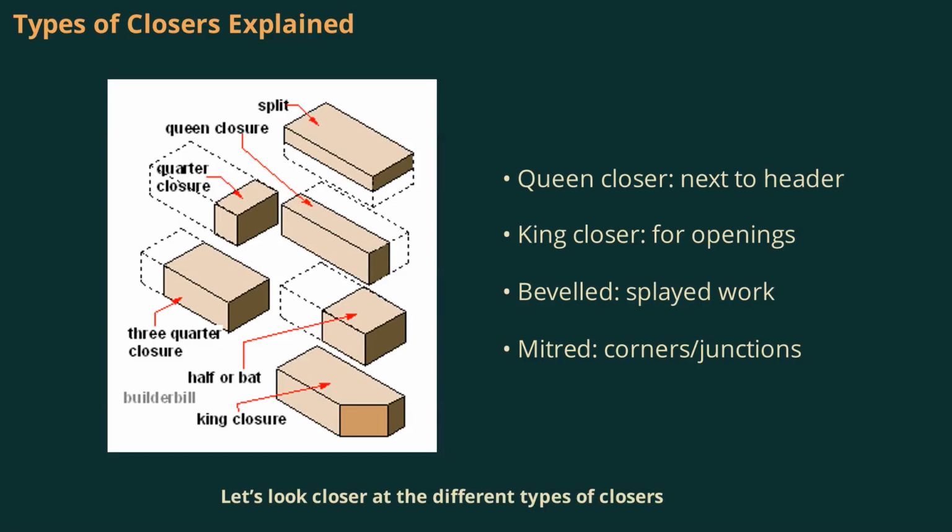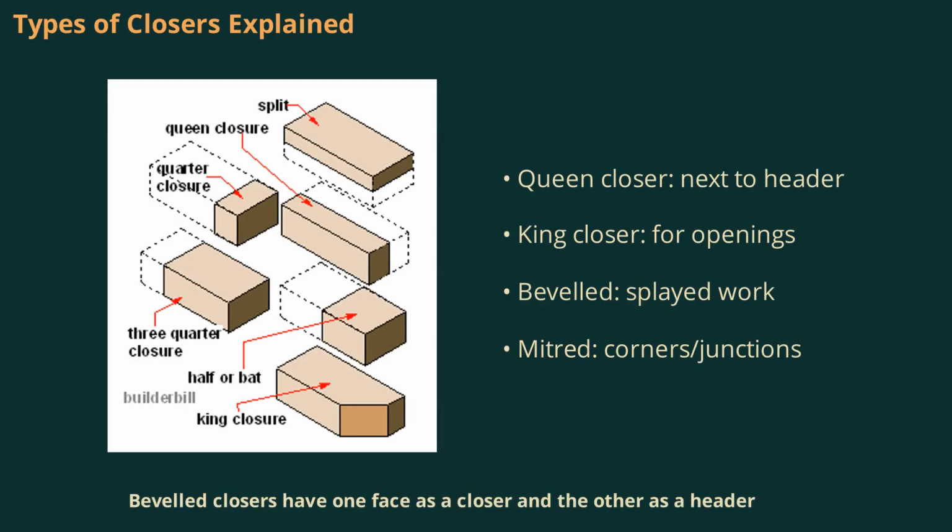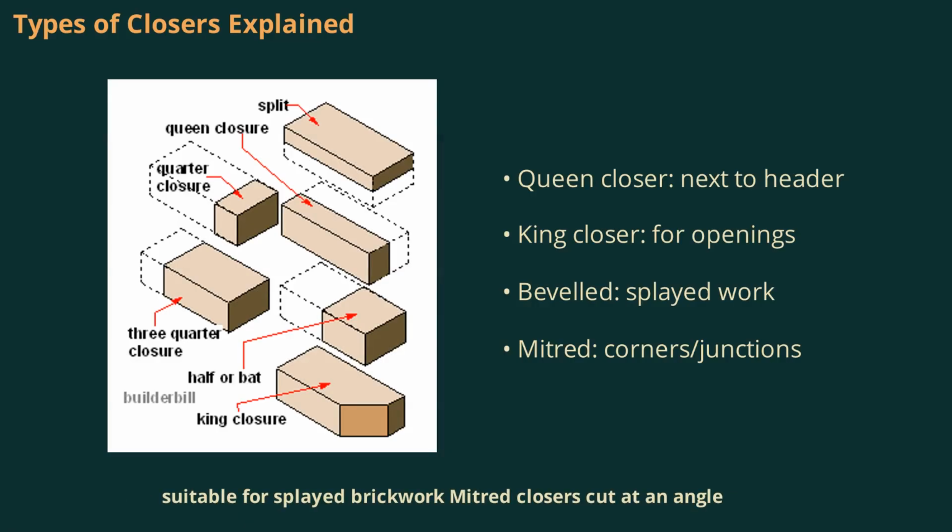Let's look closer at the different types of closers. Queen closers are typically placed next to coin headers to achieve the necessary lap. King closers, with their unique triangular cut, are ideal near door and window openings. Beveled closers have one face as a closer and the other as a header, suitable for splayed brickwork. Mitred closers, cut at an angle, are perfect for corners and junctions. Each type serves a specific purpose, ensuring the wall's joints are staggered and the structure remains robust.